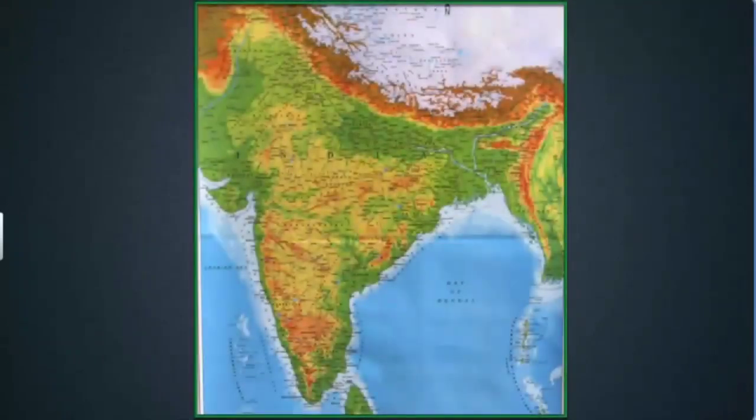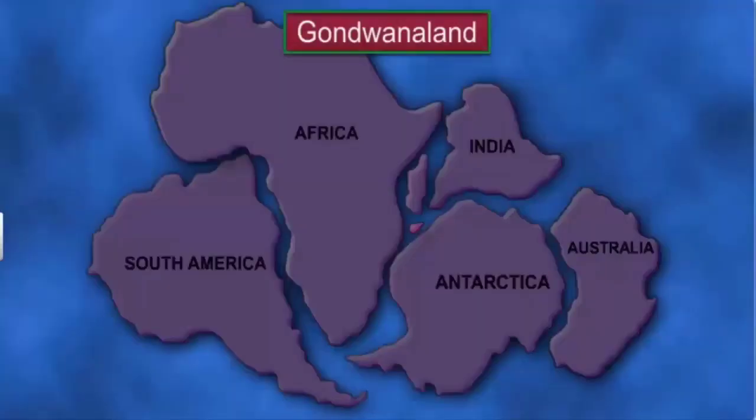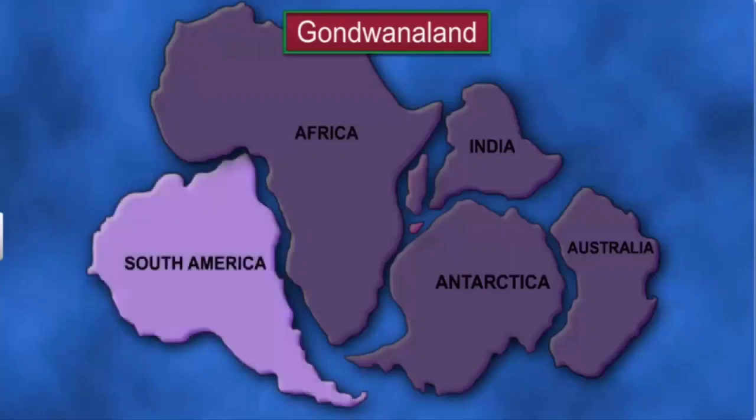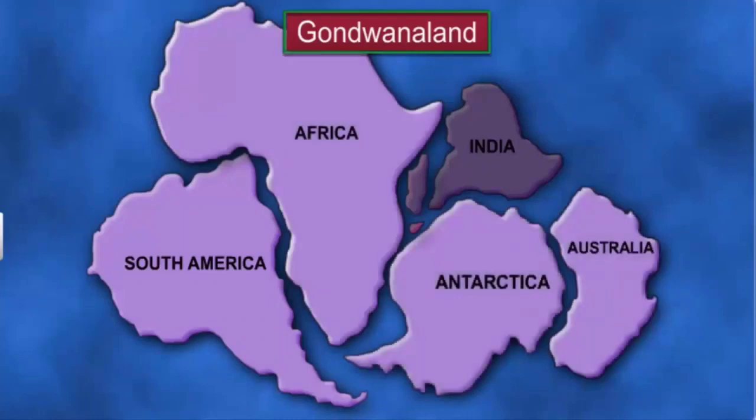So, how is this theory applicable to India? Peninsular India is a part of an ancient supercontinent, Gondwanaland. Gondwanaland originally consisted of a number of land masses, including South America, Africa, Australia, and Antarctica, as well as the Indian subcontinent, all joined together.